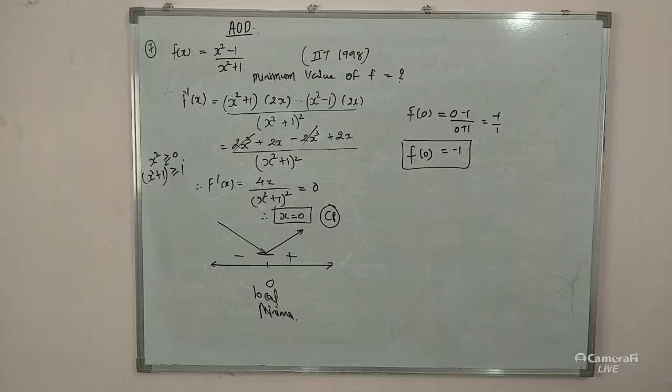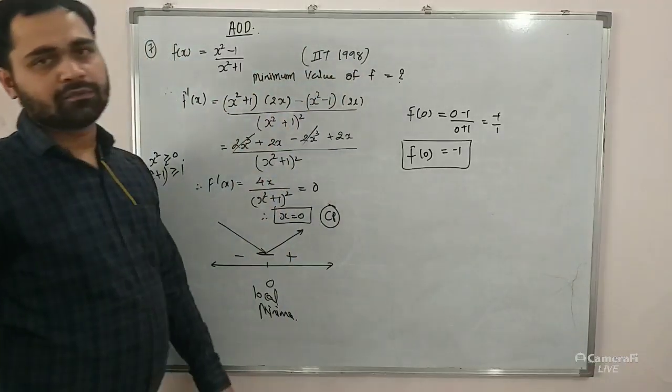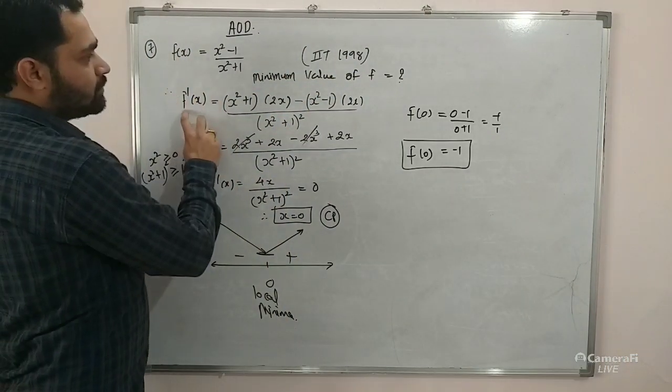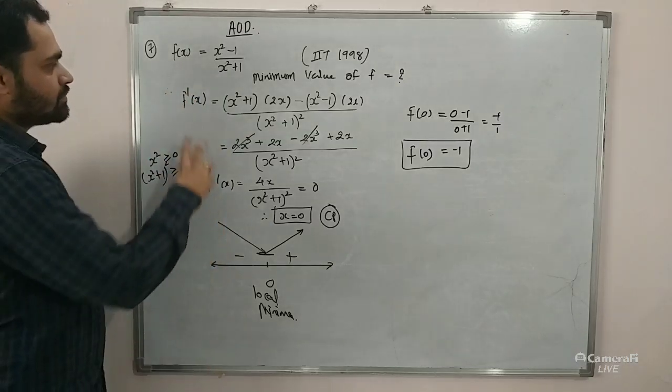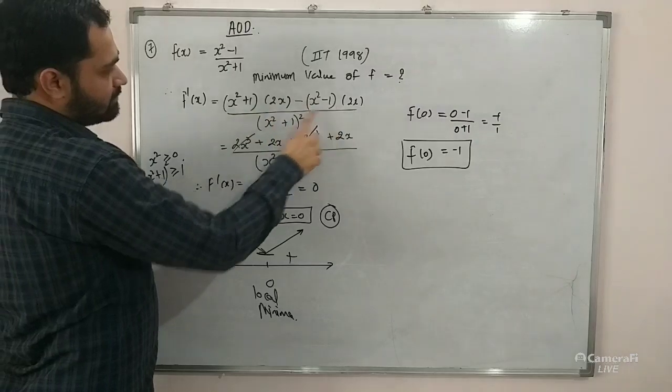Okay, so let's look at the question once more. In this question we want to find the minimum value of x. So for the minimum value we have to find f dash of x. By the quotient rule we can find out f dash of x.